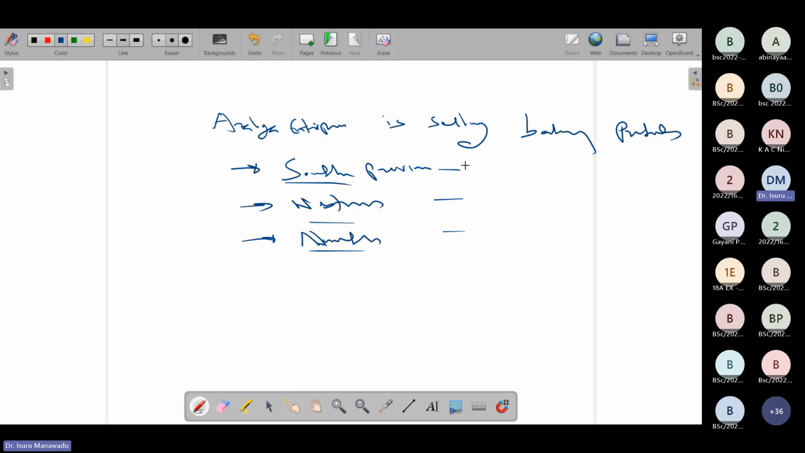When we sell in southern province, normally our factory is located in southern. Quantity wise, we are selling 10,000 buns. Western, let's say 2000. Northern province, let's say 500 units. Right? Then there is a selling price of a bun. You can understand in Southern province there is a selling price.